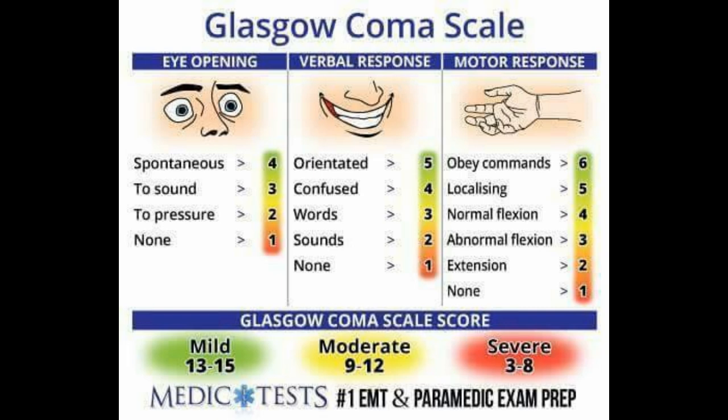Then if they're able to withdraw from a painful stimulus, we score them as 4. If they're able to localize to a pain stimulus, we score them as 5. But if they're able to obey commands, we score them as 6. You tell them lift your hand, they lift their hand. Open your mouth, they open their mouth. Do this, they are able to do that. Then we score that as 6.